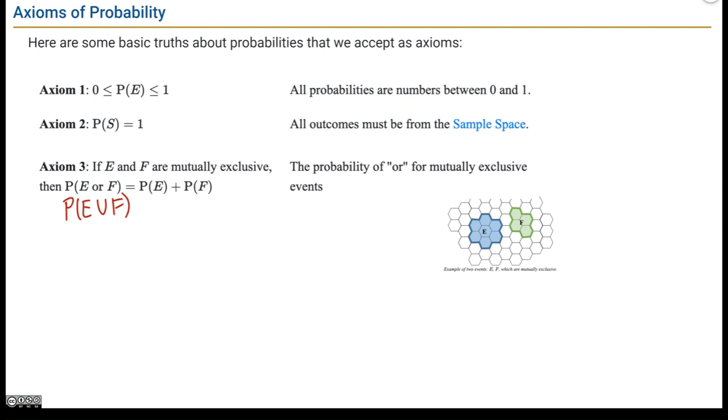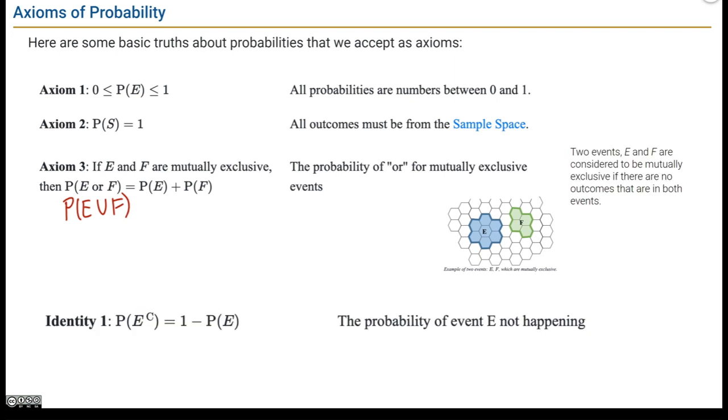There's also a follow-up that comes from these. So based on these axioms, you can prove the identity that if you want the probability of a complement of an event, it's 1 minus the probability of the event. And again, that's based on the fact that probabilities have to add up to 1, and you can directly get it from those there.